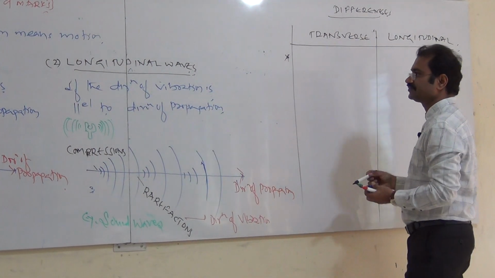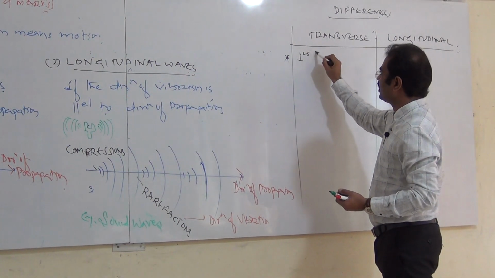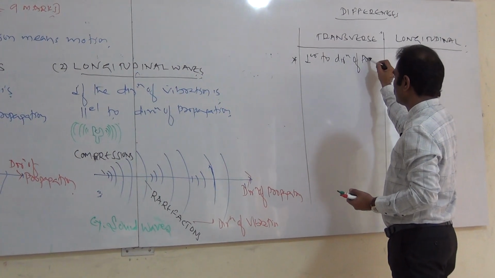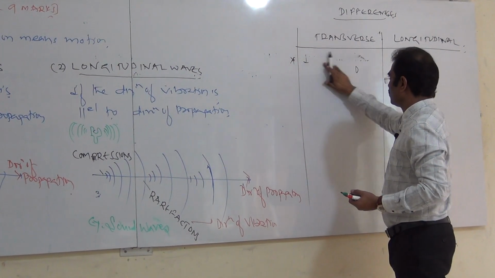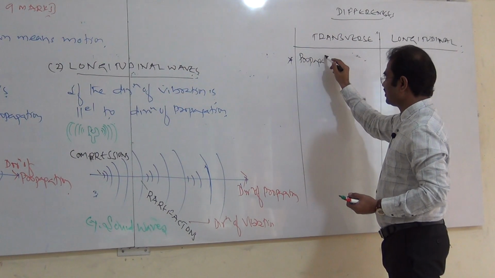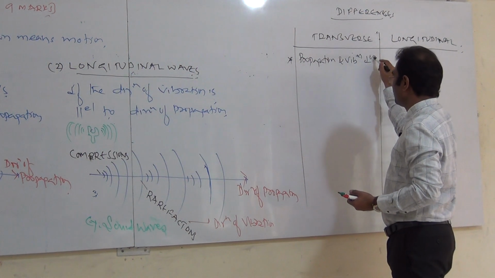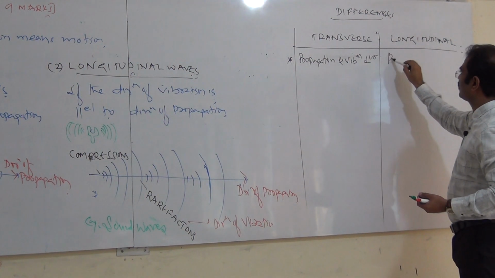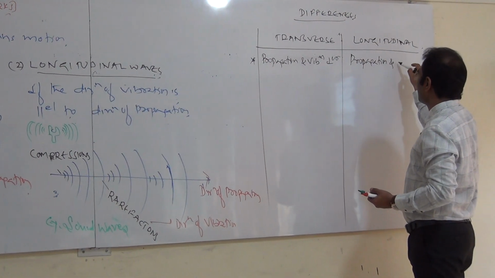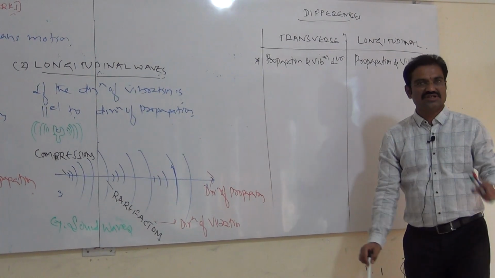First one, perpendicular to direction of what? Write it clearly. Propagation and vibration, they are perpendicular. Propagation and vibration, they are parallel. This is the first difference.